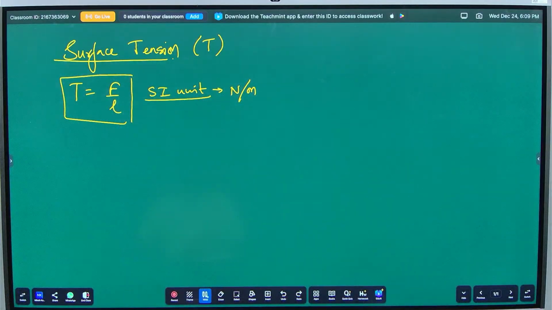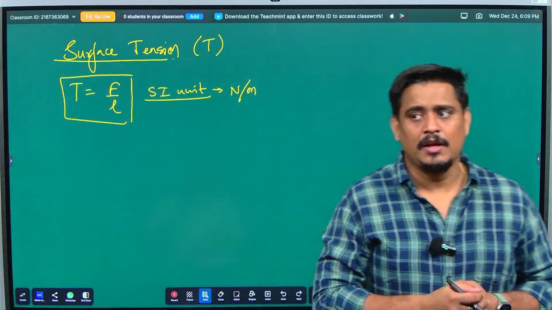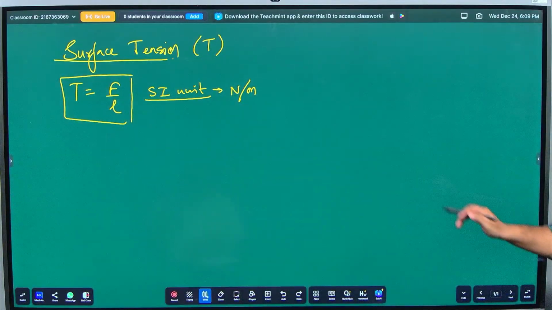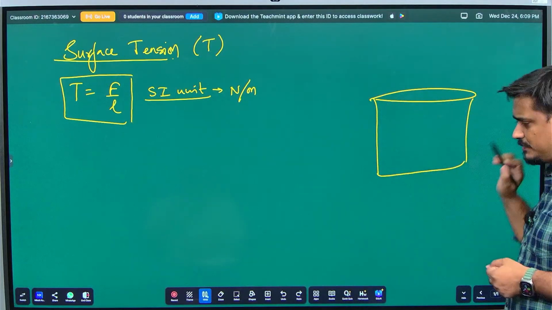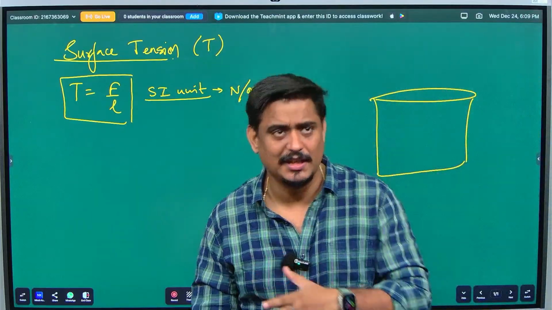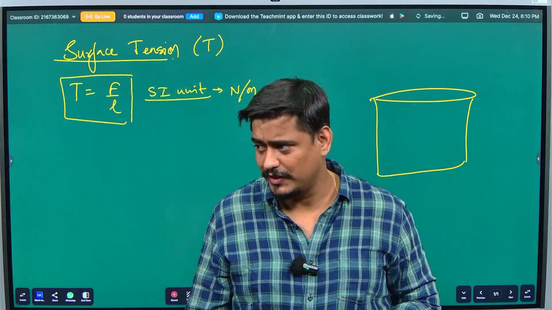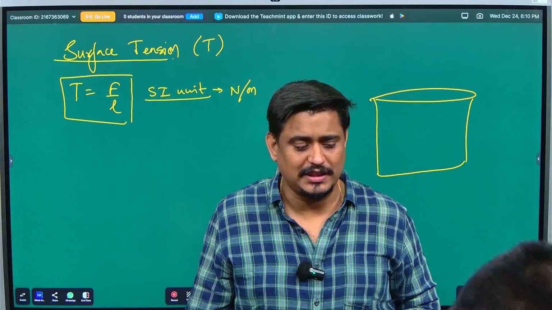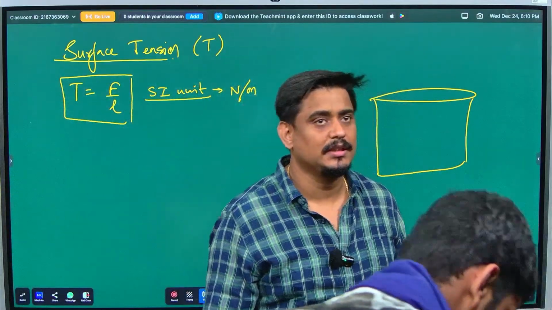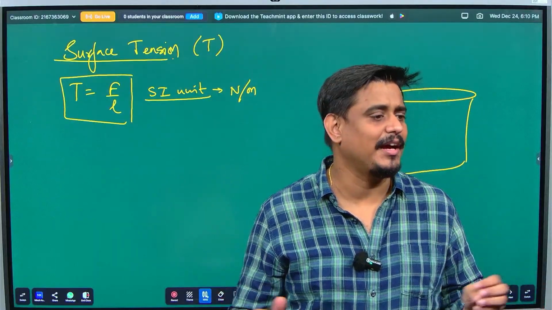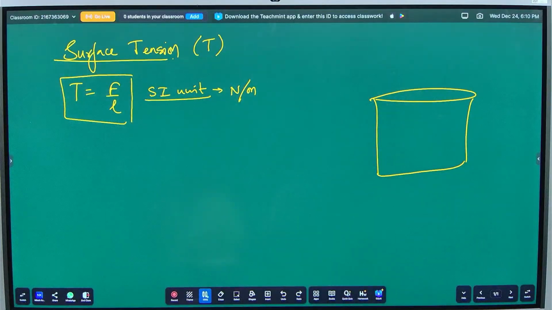Okay, coming back. So what is the meaning of the word surface tension? Let us understand that first. To understand surface tension, let me first tell you in very basic layman's words, suppose I am having a container like this. There is a vessel. Inside the vessel, I have water.